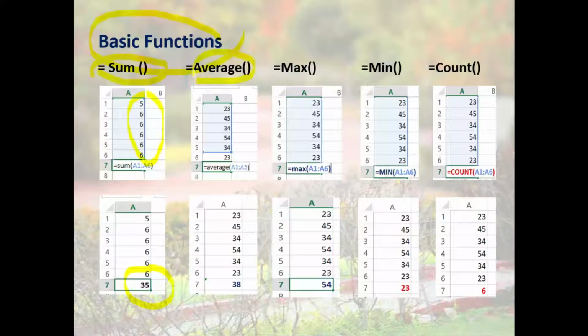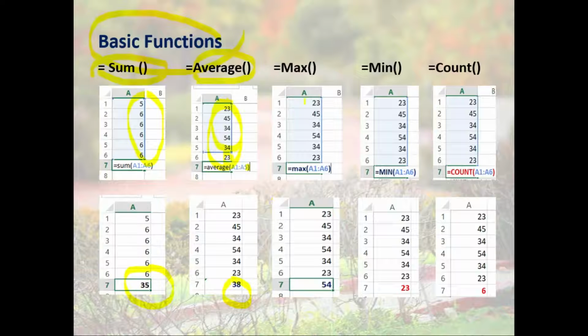And this is average, rata-rata, student. You can type equal average open bracket, and you can block from A1 until A5. We don't use A6 here. If you want to use A6 also, you can type A6, or you can block from A1 until A6. That's no problem, student. So, how much is the answer? The answer is 38. Rata-rata dari mereka adalah 38.